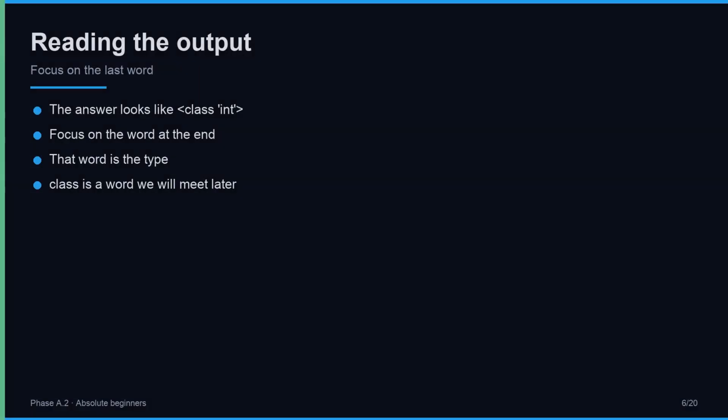The answer comes in a slightly funny shape, the word class, in angle brackets, followed by the type name in quotes. Do not let the shape distract you. The part that matters is the single word at the end. Class int means the type is int. Class str means the type is str. The word class is a deeper idea we will meet much later in the course. For now, train your eye to skip straight to the last word. That last word is always the type. Skip to the last word.